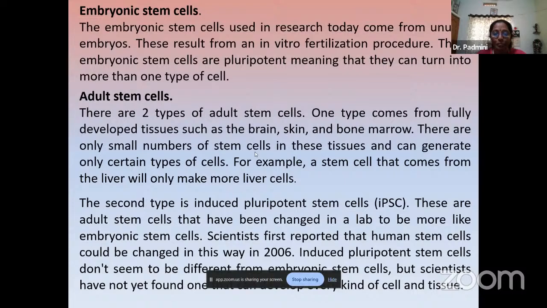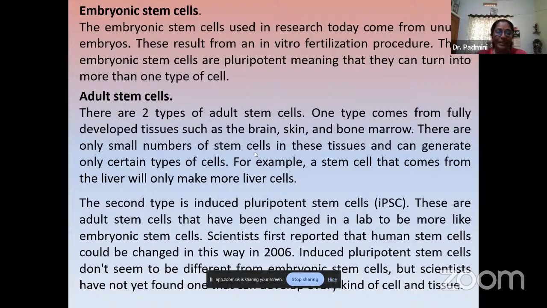Scientists first reported that human stem cells could be changed in this way in 2006. So this is a very, very new type of stem cell that's coming up. And these induced pluripotent stem cells don't seem to differ from the embryonic stem cell. That is one more important point. They are not so very different from the embryonic stem cell. That's why I said this is one type of research that is growing very vast. If you are thinking of doing some research in your future, you can definitely take up this area, where you induce cells to form pluripotent stem cells.